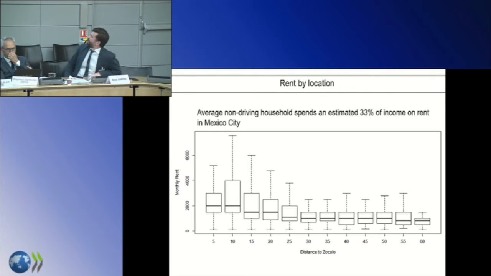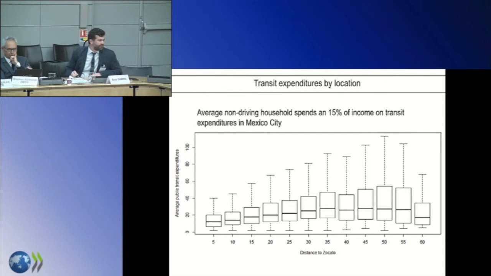Here's a plot of how much non-driving households spend on rent by distance to the center. I define the center as the central Zocalo, where the government offices are, and where you also have a fairly high concentration of offices nearby. Most households live within about 35 kilometers within the metropolitan area. As you would expect, rents go up a little bit outside of the city, and then they go down and flatten out as you get into the far periphery. Transit expenditures also go up: as you go further out, transit expenditures increase. So we're seeing this manifestation of the housing-transportation connection.